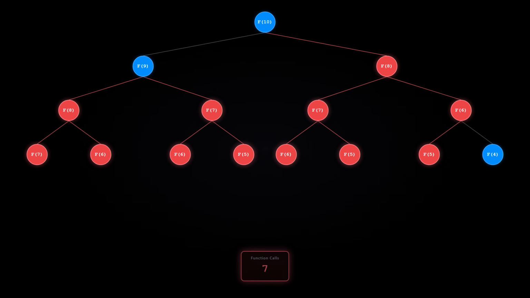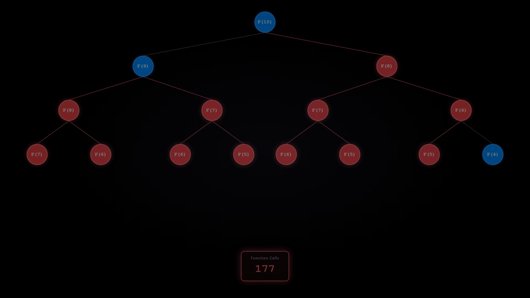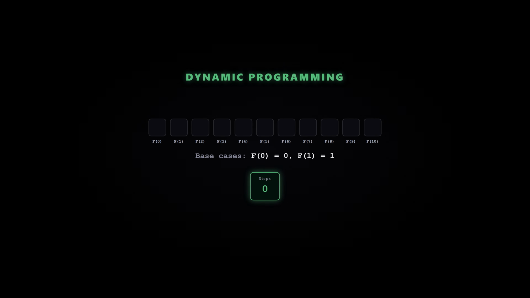F of 7 ends up being calculated 3 different times. F of 6, 4 times. By the time you're done calculating just Fibonacci of 10, using this naive method takes 177 separate function calls. And almost all of them are completely redundant. Now watch what happens when we use dynamic programming instead.